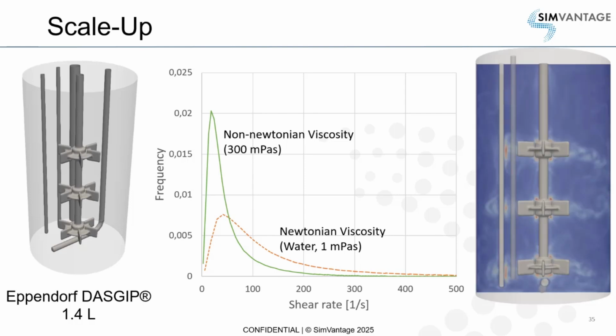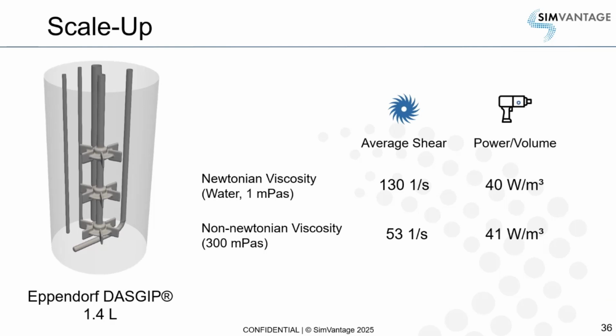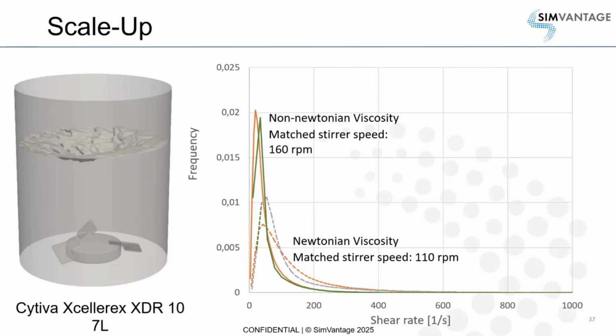And here you see the shear rate distribution inside the reactor. What we now know is the average shear rate for both cases and the power per volume value, which is around 40 for both cases. The power per volume is often used as a scale-up criterion if you want to scale up with the same shear rate. And we want to test if that is true.